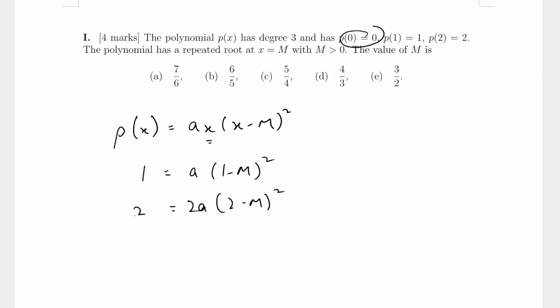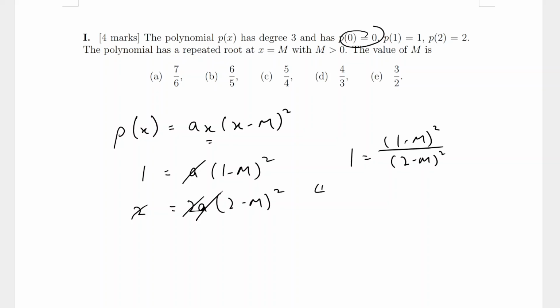Well, let's clean up a bit first. The 2's cancel, and then I'm going to divide the equations. What's nice about that? Well, the a's cancel. The a's cancel really nicely. So 1 equals 1 minus m all squared over 2 minus m all squared. Alright, and from here it's just algebra.